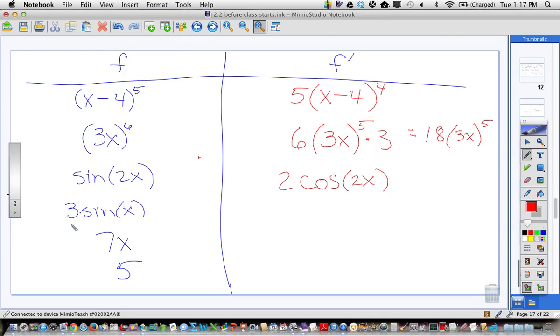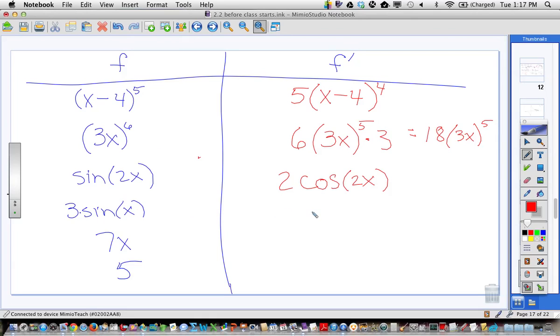Okay? What about this one? You've got a 3 on the outside. This is what we were talking about before. I said, what happens if a number is stuck on the outside? What's that do to the graph? Vertical stretch. Now, does that change where the slopes happen? No. But all the slopes are going to be what? Multiplied by 3.